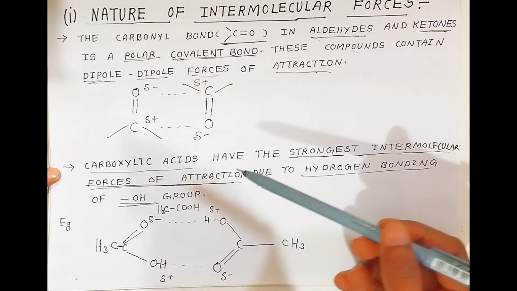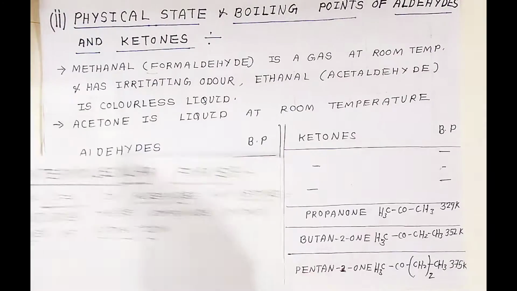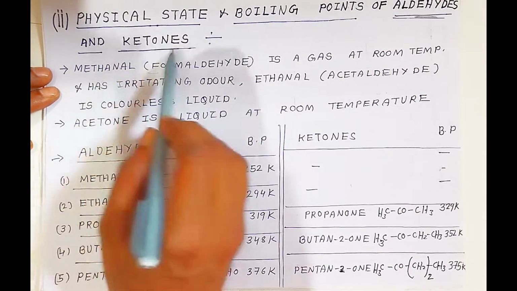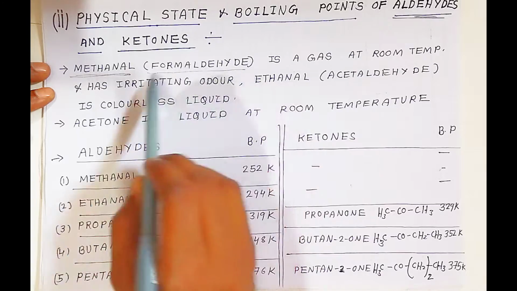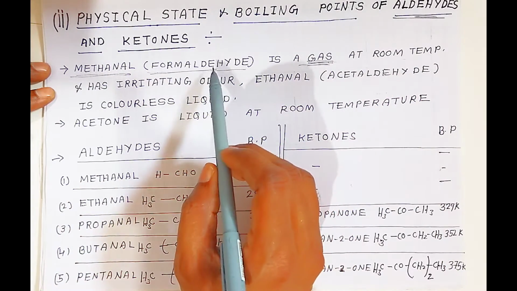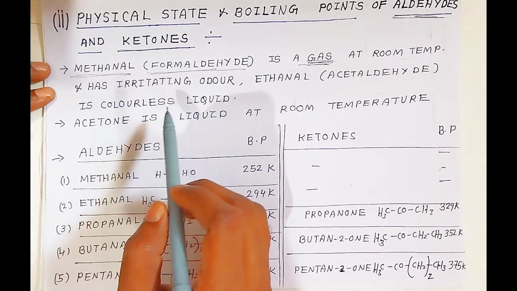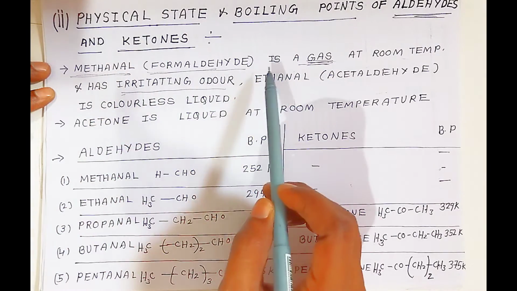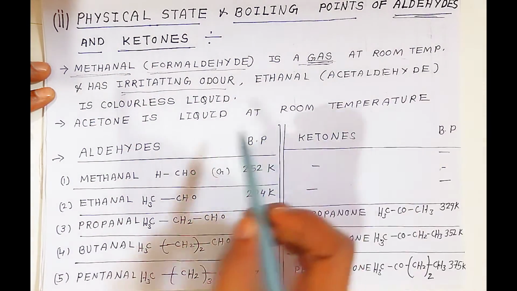Now students, this is all about the nature of intermolecular force of aldehydes, ketones and carboxylic acid. Now we are going to see the physical state and boiling point of aldehydes and ketones. Okay students, methanal, which we also call formaldehyde, is a gas at room temperature. The first carbon-containing aldehyde is methanal, formaldehyde, a gas at room temperature, and it also has an irritating odor. Now here we are talking about physical states.